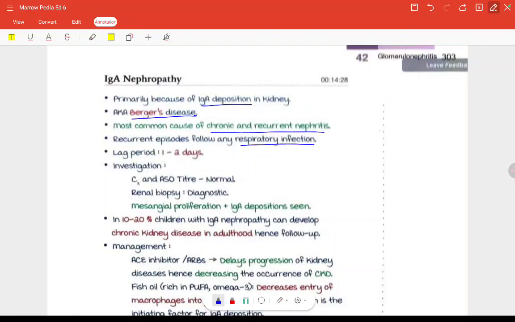If there is any respiratory infection, then the patient will have these episodes, and the lag period is only 1 to 2 days. Investigations that we do: C3 and ASO titer are normal. Renal biopsy is diagnostic. There will be mesangial proliferation with IgA depositions, right? In mesangial proliferation, which depositions were seen? IgG and C3, right? And here IgA depositions will be seen.